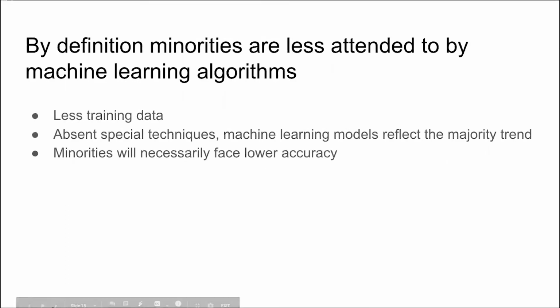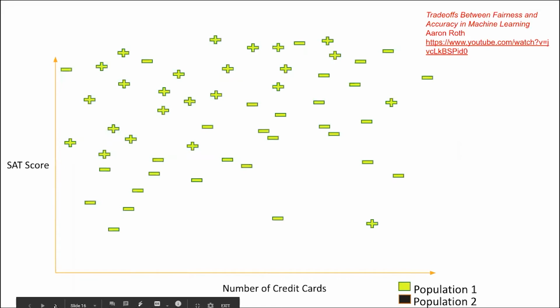Finally, by definition, minorities are less attended to by machine learning algorithms. So whenever you use a machine learning algorithm out of the box without some way of acknowledging this, you know by definition that minority groups will likely have higher error rates of some kind, unless they just happen to be very much like whatever the majority group is. This is by definition. You have less training data, so your loss function is going to weigh those losses less.